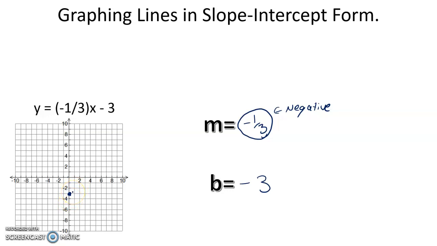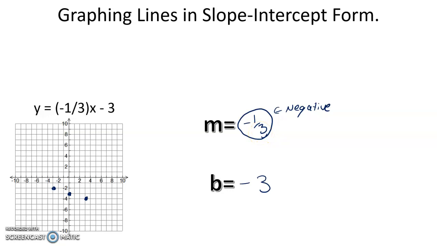Let's start by just going down. Automatically negative should tell you that I need to go down. So I'm going to go down 1 and then to the right 3. And if I go the other way, I'm going to go up 1, left 1, 2, 3. All right, so again, rise on the top, run on the bottom.